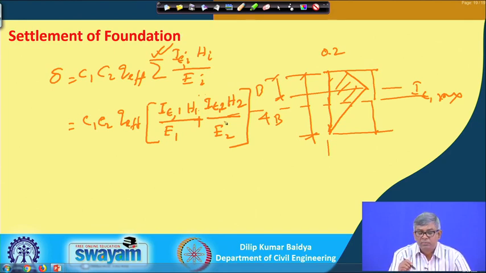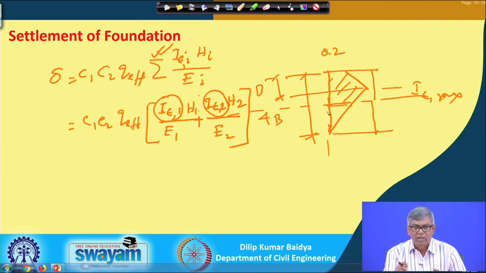Now, I have to find out I E 1, that means the influence factor for layer 1, and I E 2, the influence factor for layer 2. Now, you can see there is an area variation. So, there is not one value, that is an irregular shape, and this is a triangular shape. So, they have different points, different I values. So, how to find out this one? The I may vary over depth, but it is varying linearly. So, because of that I can take the average.